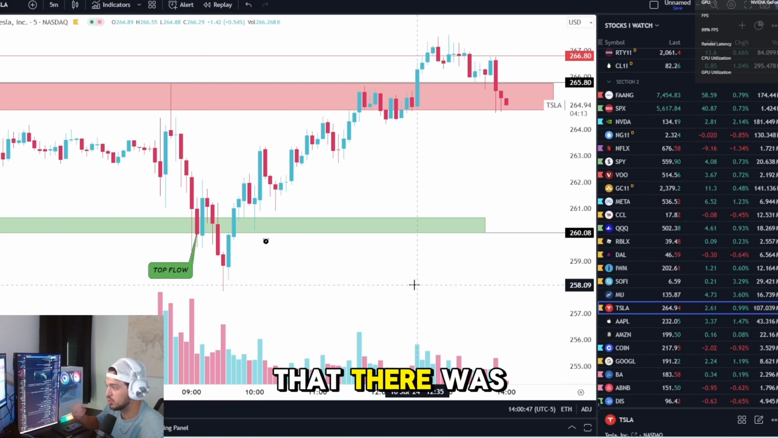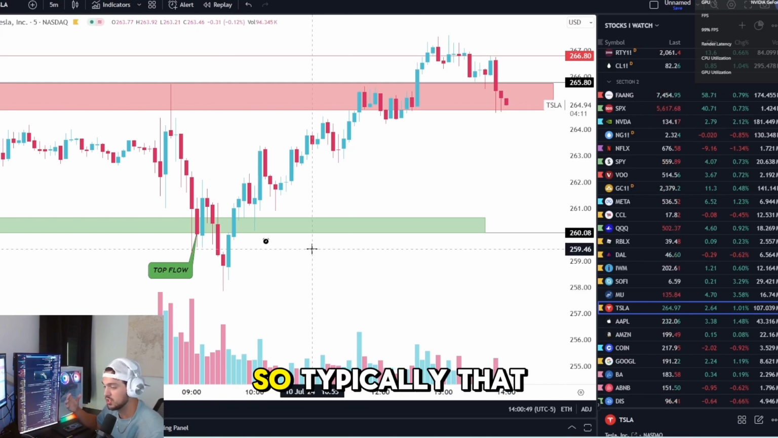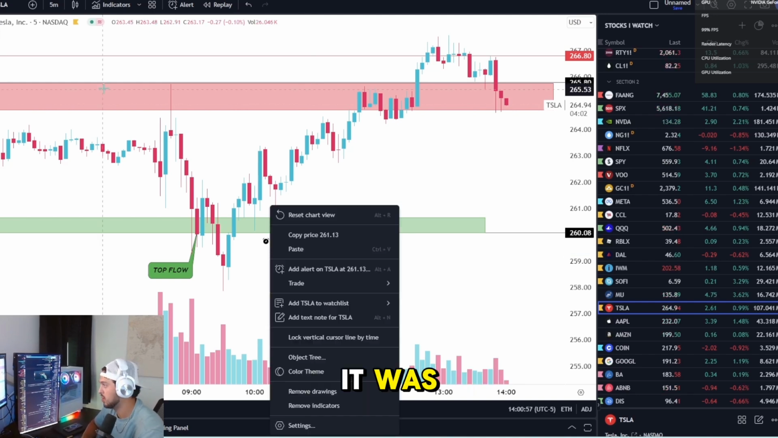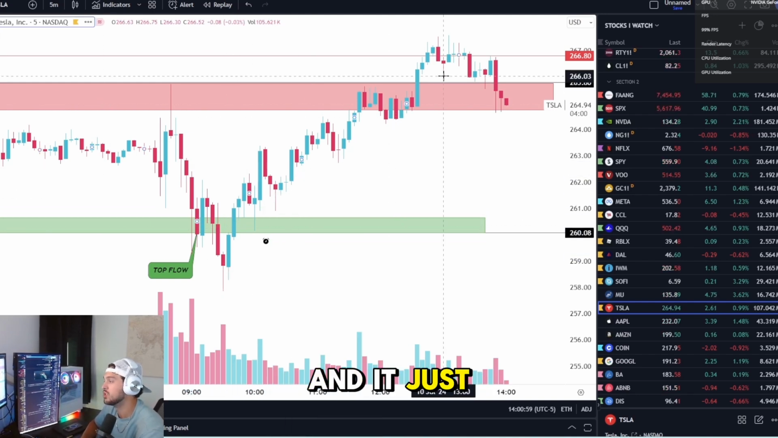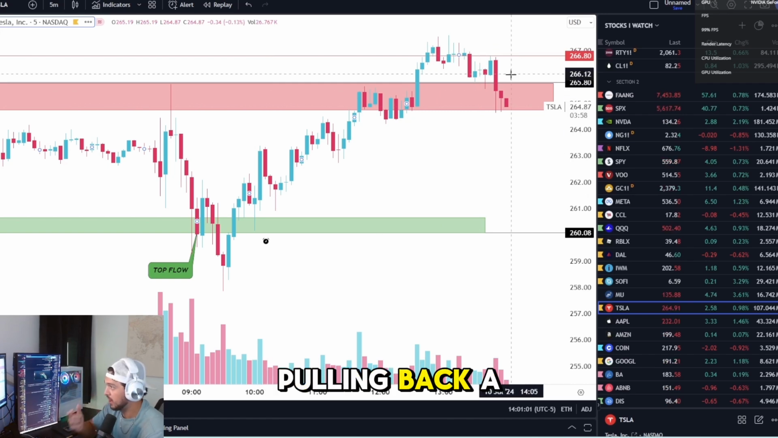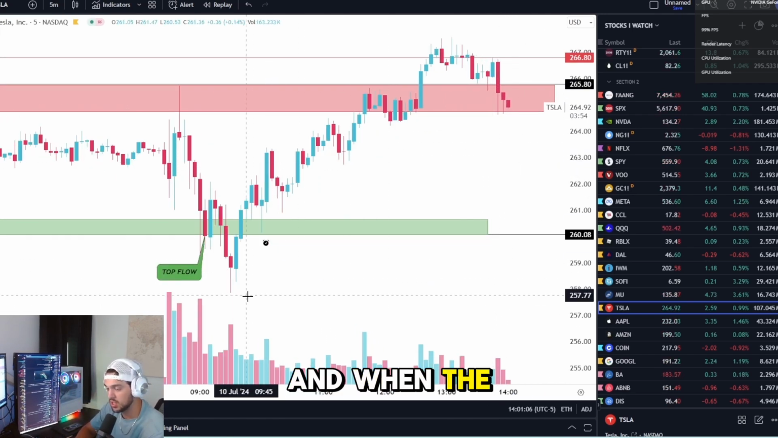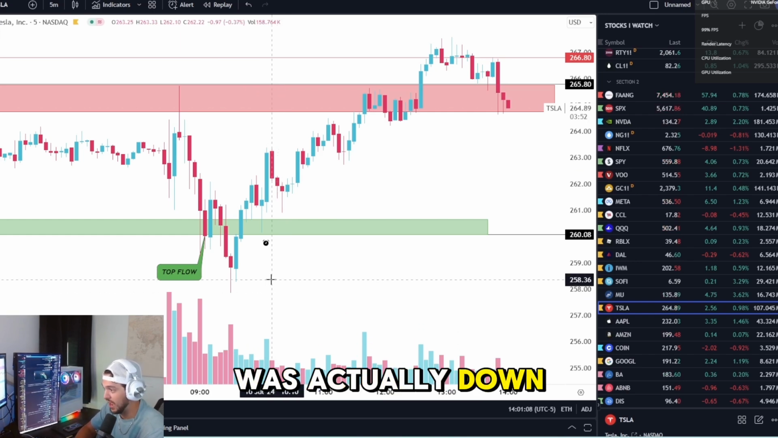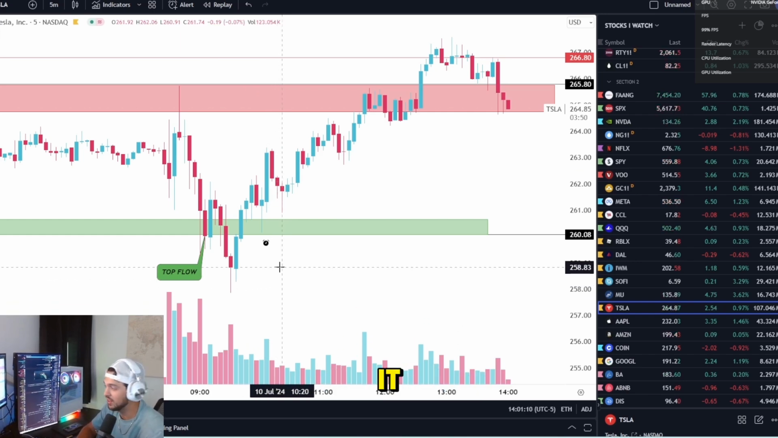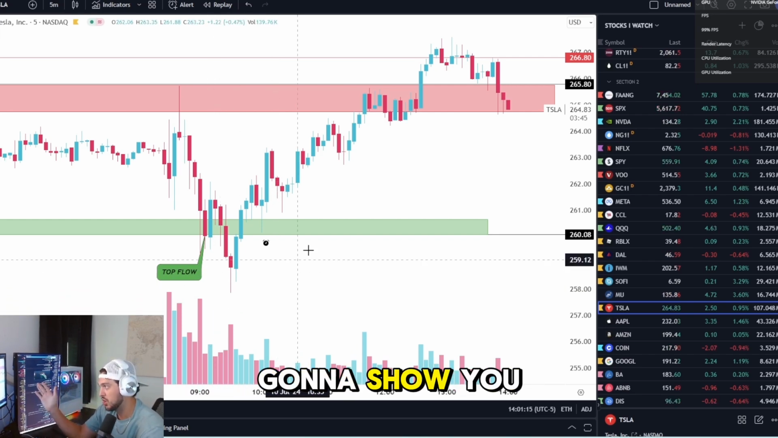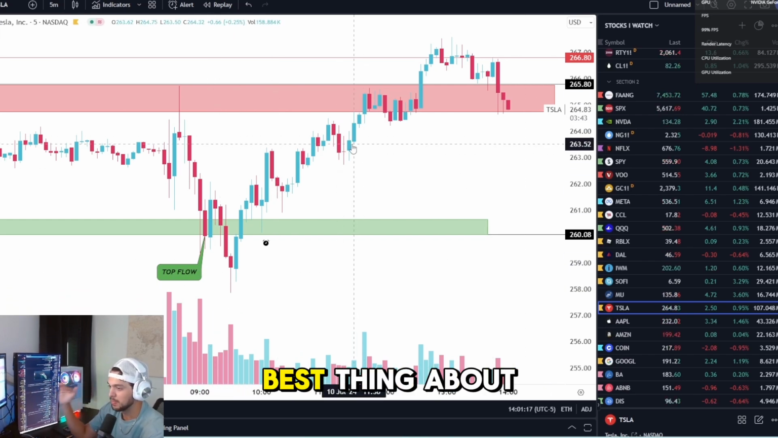So I noticed that there was a lot of option calls coming in. So typically that means it's going to go up. They're looking for a move very quick. And that's what it was. It had a little pullback and it just trended all the way up. Now it's finally pulling back a little more, but it's up on the day. And when the top flow indicated that it was bullish, it was actually down on the day, which is the best part about it. Because then it's letting you get in on the perfect entry point and then just going to show you green for the rest of the day. That is the best thing about it.